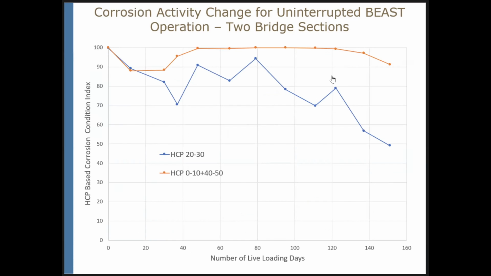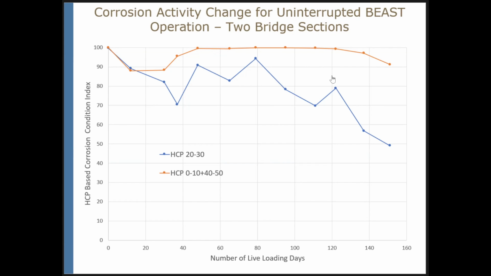And finally, just to illustrate with respect to corrosion, corrosion activity from half-cell potential. If you look at the orange line near the joints, 2-inch cover, there was basically no significant drop in condition index with respect to corrosion activity. On the other hand, when you look at the blue curve, where we saw thin concrete cover, we had significant development of corrosion activity after those 151 uninterrupted live loading days.